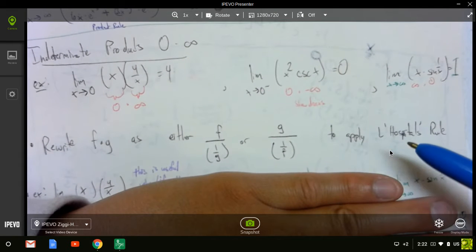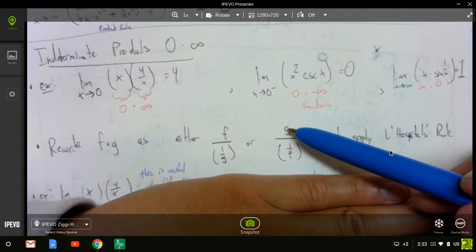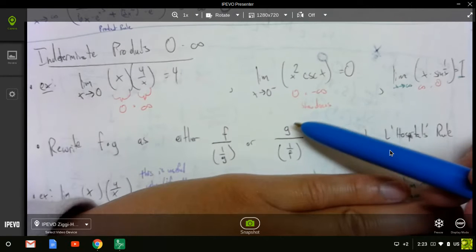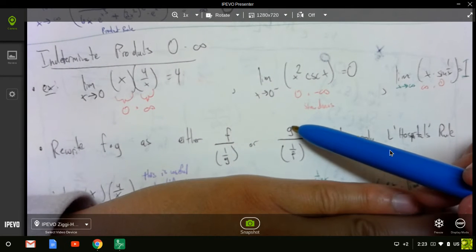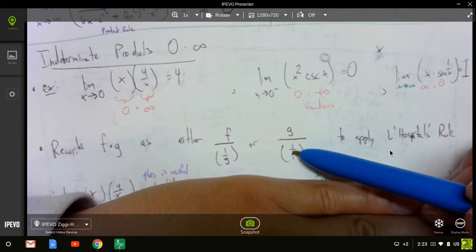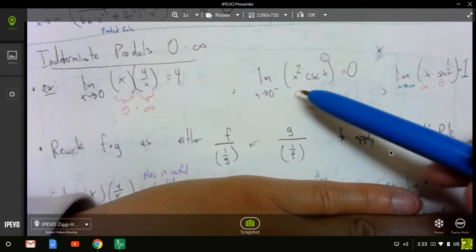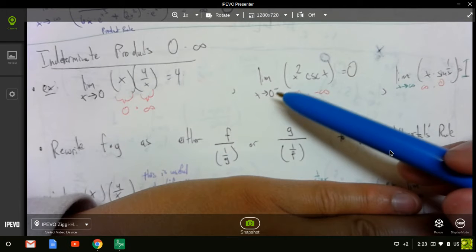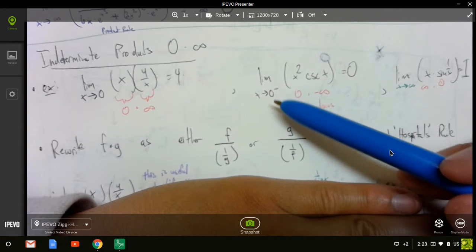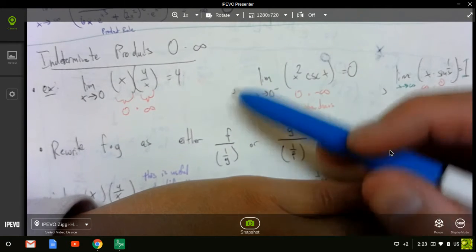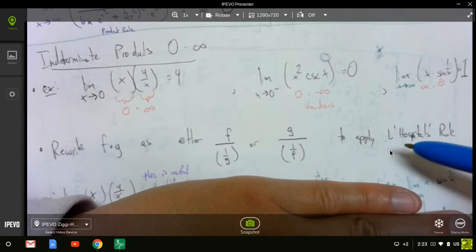And this is, again, to apply L'Hopital's rule, because at this point, what you can do is find the derivative of the top guy here and the derivative of the bottom guy here, and then cancel stuff out until you can plug in your x approaches value, or the value that x is approaching for the limit. Okay, so that's a lot of talk. Hopefully you have this written down. Now, let me give you some examples.